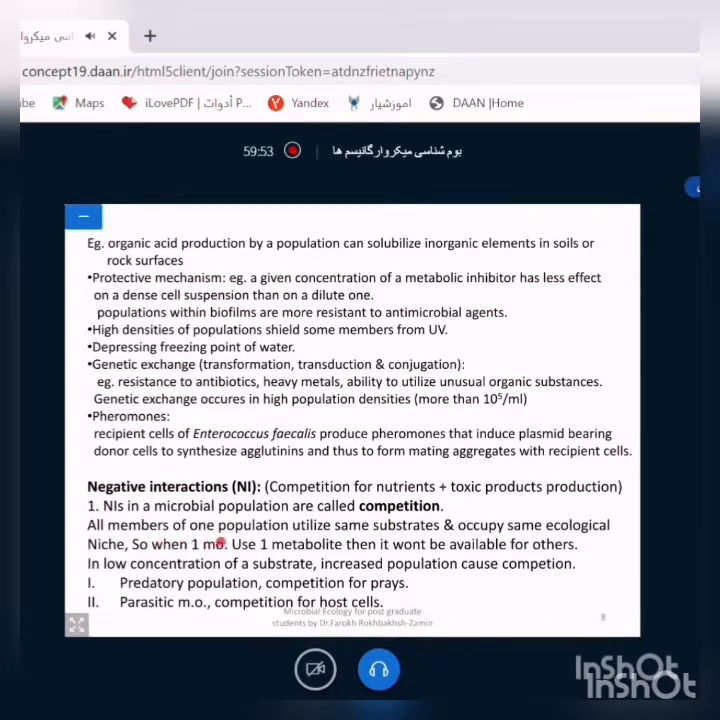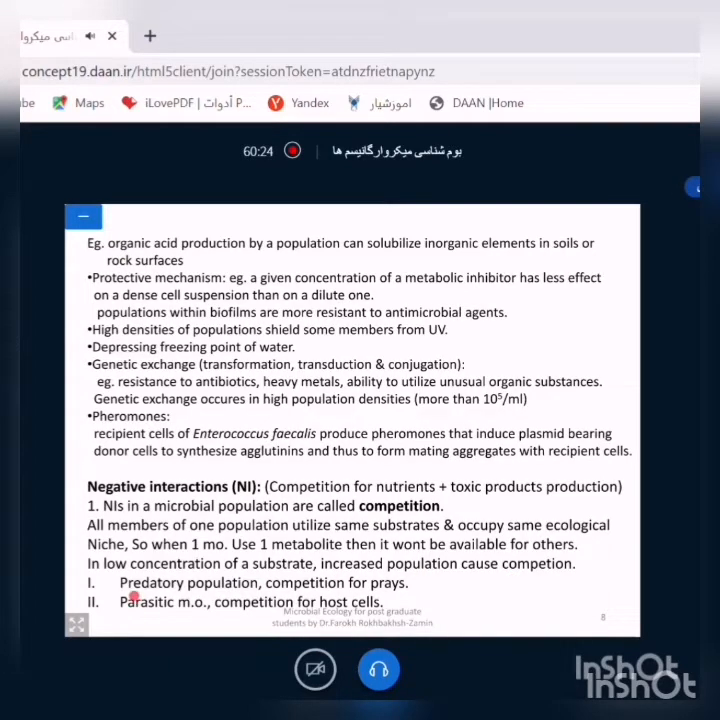All members of one population utilize the same substrate and occupy the same ecological niche. So when one microorganism uses one metabolite, it won't be available for others. At a low concentration of substrate, an increased population causes competition.